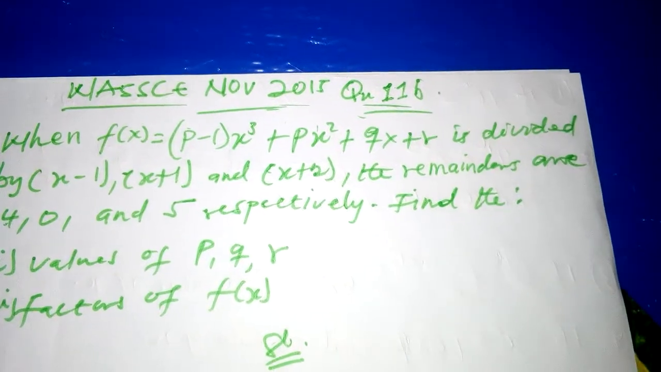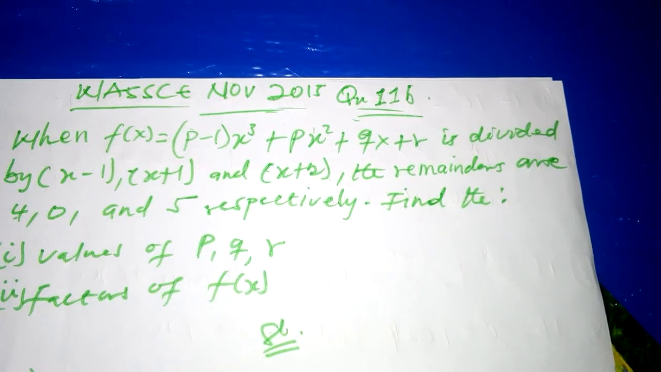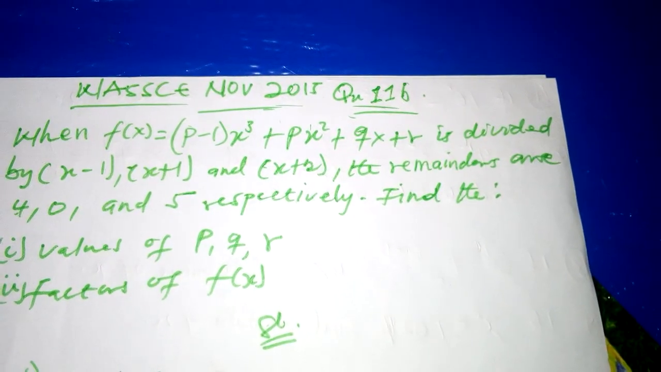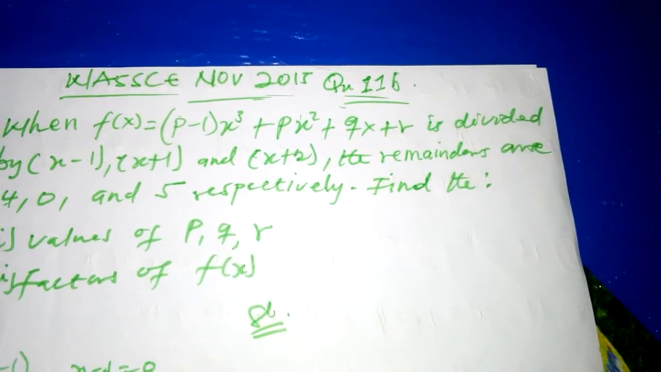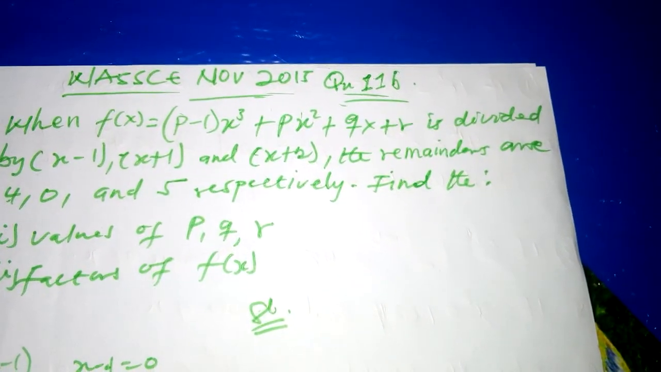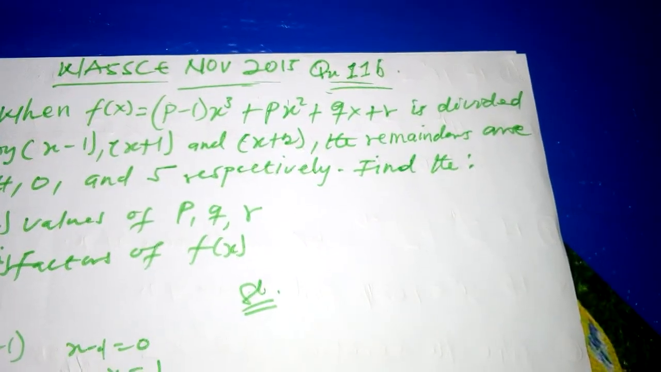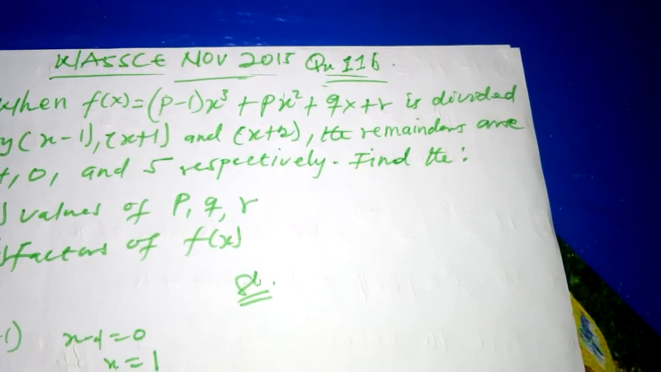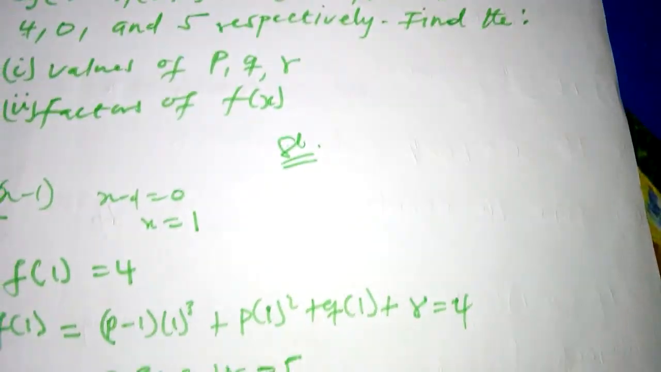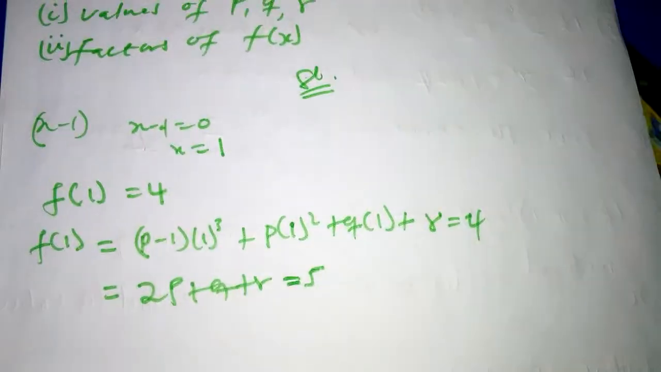This is the past question we want to go through. We were given the function f of s equals p minus 1 s cubed plus b s squared plus q s plus r, divided by the factors s minus 1, s plus 1, s plus 2, and this gives us remainders 4, 0 and 5 respectively. We are supposed to find the values of p, q and r and then the factors of f of s. So we jump straight in.